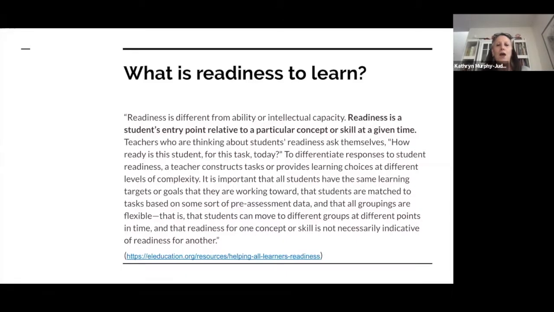And so what is readiness to learn? It's the entry point of the learner relative to the concept or the skill at a given time. So if it's at the beginning of a semester, whether the student is ready for this course is one thing, but if we're already three units in, that's a different time. And so they're going to have a different entry point into unit 3 than they had into unit 1.